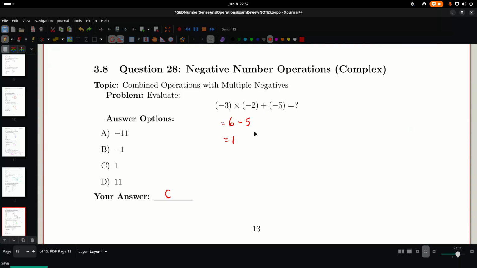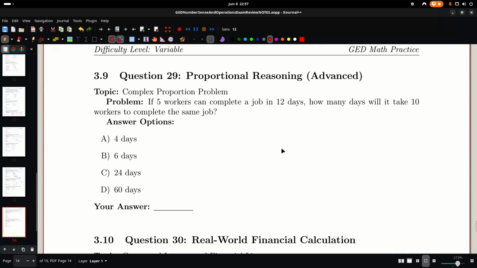Alright. Integers can be a bit tricky. Question 29. If 5 workers can complete a job in 12 days, how many days will it take 10 workers to complete the same job? So 5 workers can complete the job in 12 days.